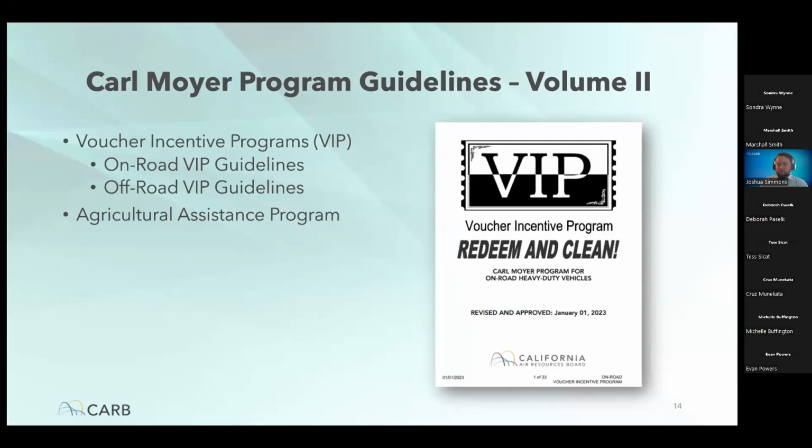Unlike the Carl Moyer program, the Agricultural Assistance Program does not require the emission reductions achieved to be surplus. Therefore, these funds can be used to pay for compliance in certain categories. However, the Agricultural Assistance Program does follow the Moyer Program guidelines for project selection and grant awards. Next slide.